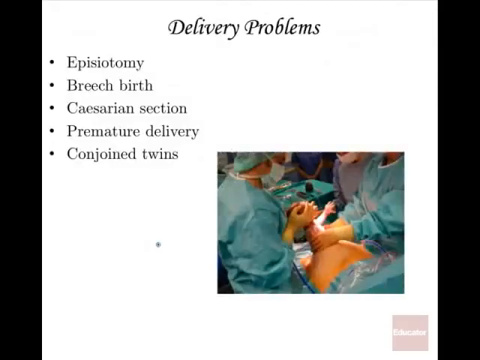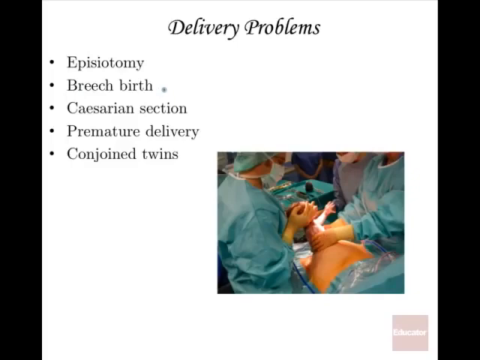So here are some delivery problems or issues that can come up. An episiotomy is if the baby coming through the birth canal is too much for the birth canal opening, for the vaginal opening to bear. Instead of risking a tearing of the perineum, meaning the tissue next to the vaginal opening, the doctor will make incisions in that region to just make it easier for the baby to come through. And right after delivery, they'll sew up that area, which is a lot easier to repair than just torn tissue.